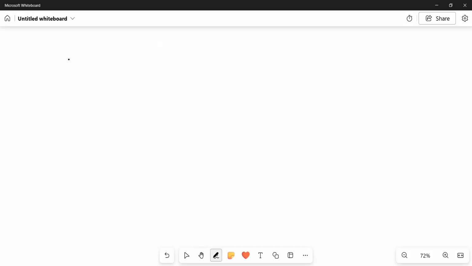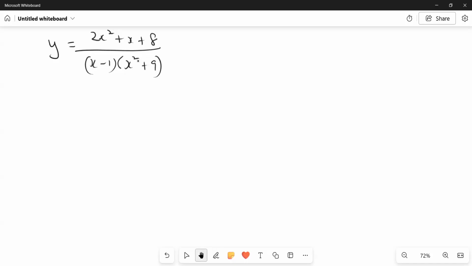All right. Let's say you have one like this: 2x squared plus x plus 8 over (x minus 1)(x squared plus 9). Look at this one. In this case, you have what we call a quadratic factor in the denominator.